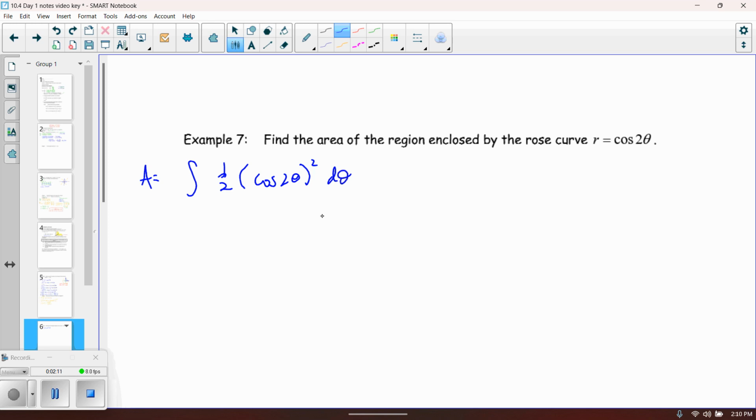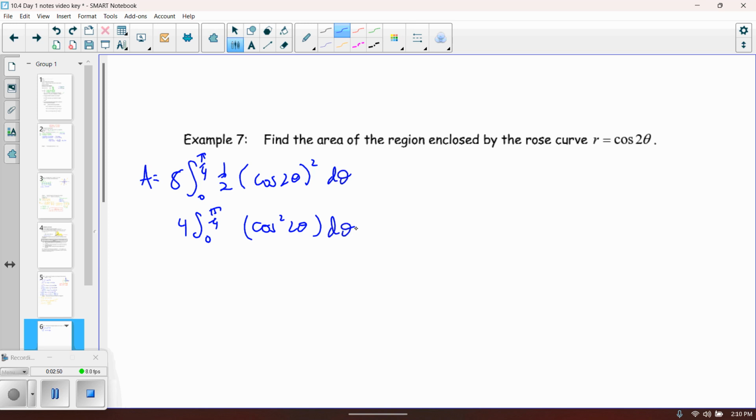We're going to use the symmetry and do the top half of the right petal. So we're going to go from 0 up to pi fourths. But because we want the area of the entire curve, we have to multiply that by 8, because you'd have 8 equal parts of those. So that's what we're going to do. Nice thing is we can pull the 1/2 out to the front. 1/2 times 8 is 4. And then we've got cosine squared of 2 theta d theta.